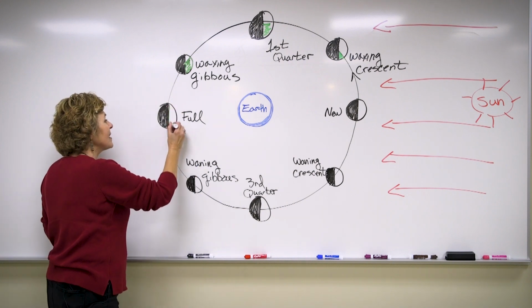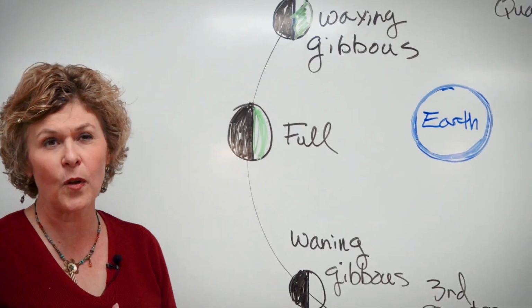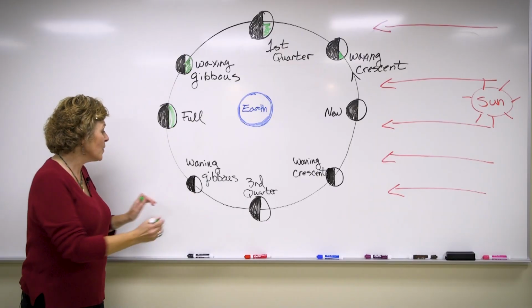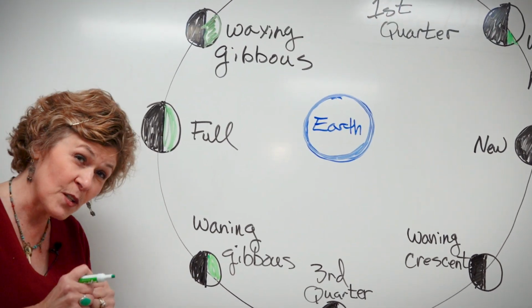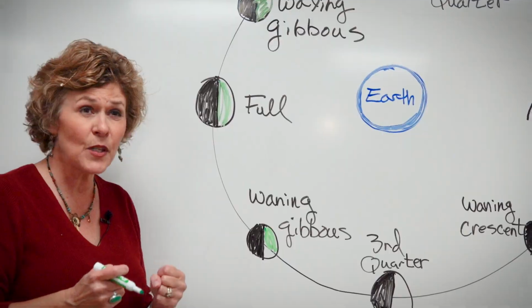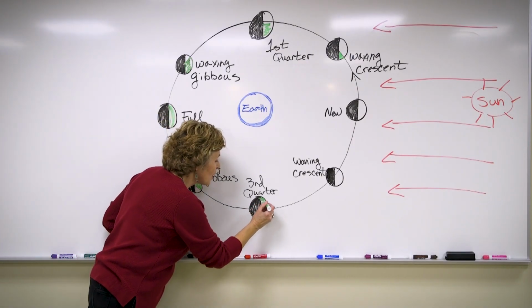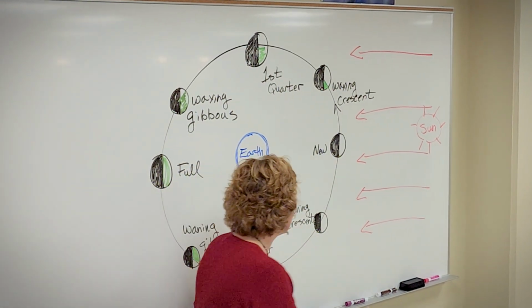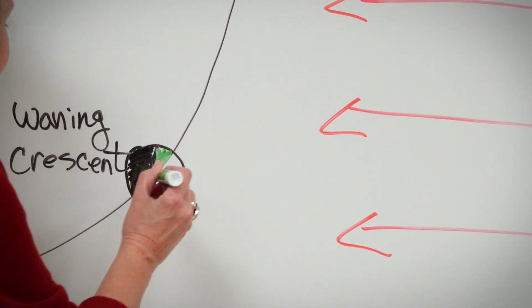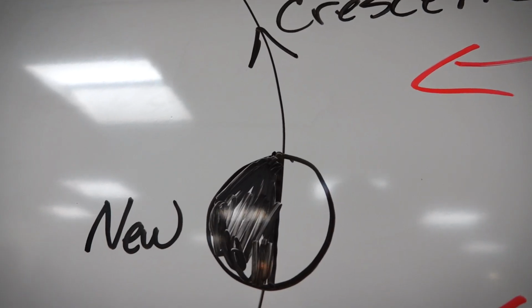When it's here, we see the full face of the moon, or half the moon, and we call that a full moon. When it moves here, we see a big fraction of the moon, but it's growing smaller, and it's a waning gibbous moon. Down here, it's getting smaller still, and it's the third quarter moon. As it's going around here, we see this wee little crescent. That's the waning crescent, and then back to our new moon.